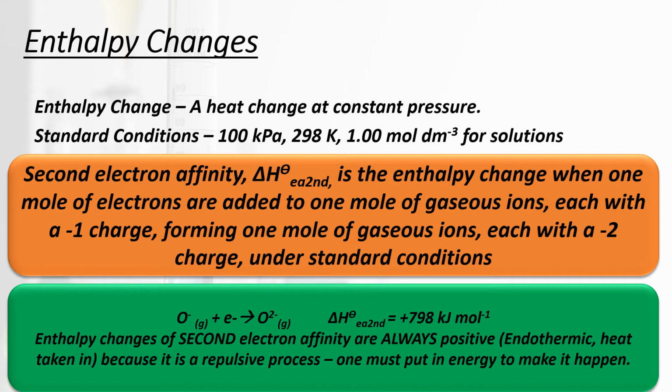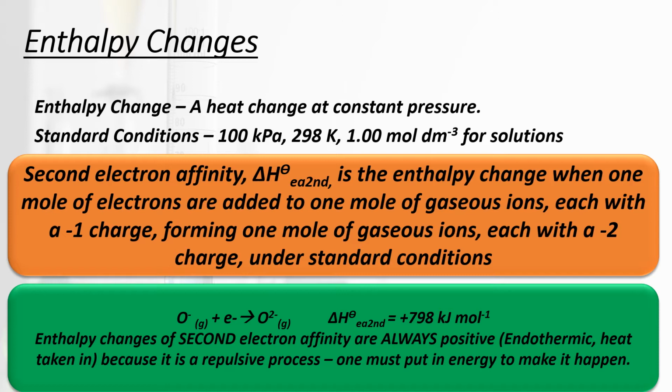We then have a second electron affinity. This is given the symbol delta HEA, sometimes delta HEA second, just to distinguish it. And this is the enthalpy change when we take 1 mole of electrons and we add them to 1 mole of gaseous ions, each that have a -1 charge, forming 1 mole of gaseous ions, each with a -2 charge under standard conditions. It seems like a fairly wordy definition, but essentially what we're saying is that everything is gaseous, everything is 1 mole of something, and we simply start off with our negative ion with 1- charge, add an electron to make the 2- ion.